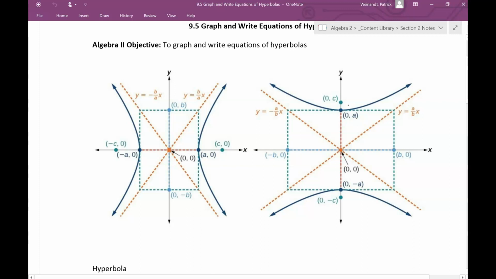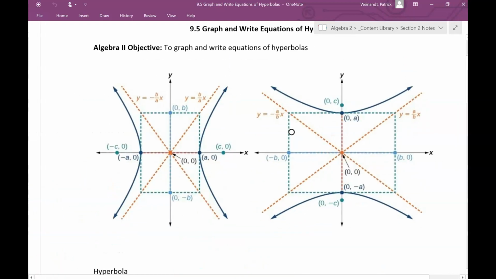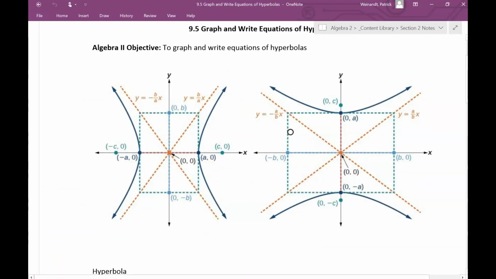However, this B is not quite related, as it's not going to be like our co-vertices. It doesn't really have a name. It's just a point that happens to make a rectangle here, and we'll talk about that in a little bit. And we use it to find these lines. Now, if you look at these lines, what are those going to be? Little dashed orange lines. And those are asymptotes.